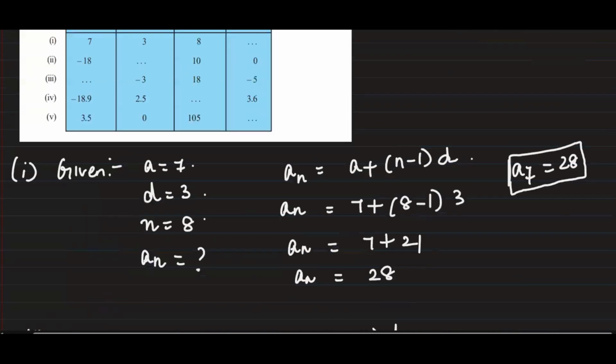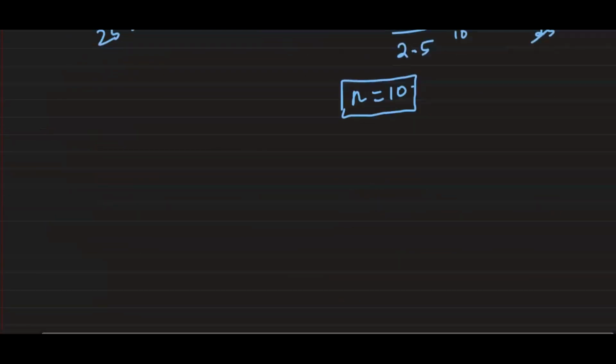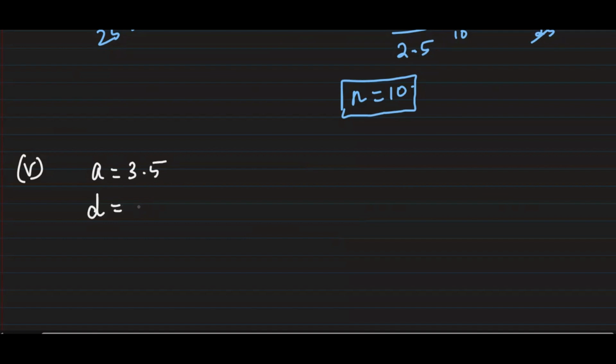Now the last question, question number 5. In question number 5, A is given, D is given, and N is given. We need to find AN. A is given as 3.5, D is given as 0, and N is given as 105, and we need to find AN.